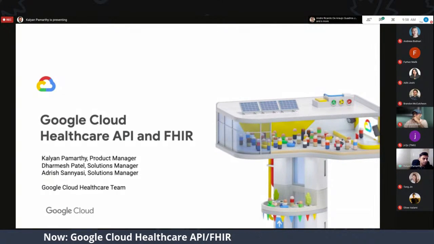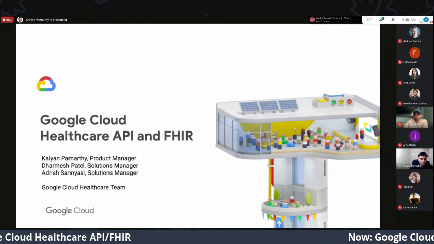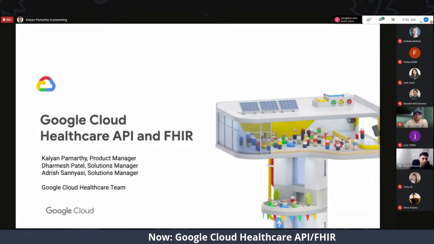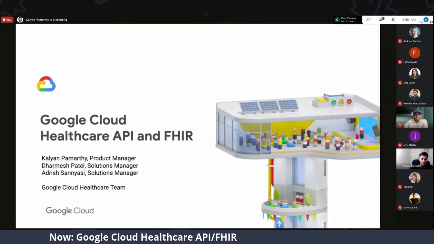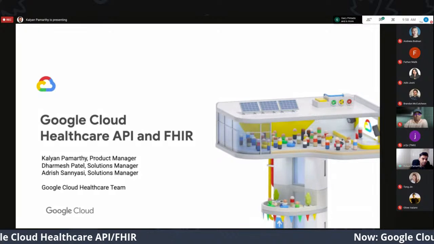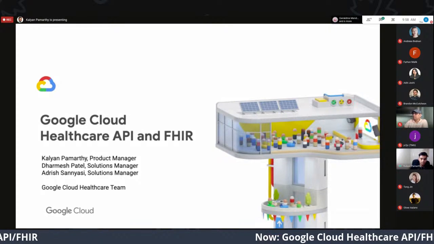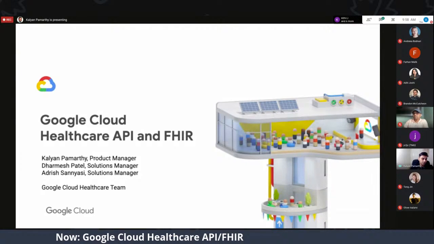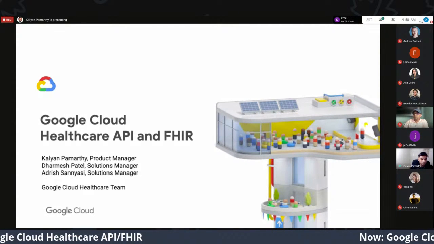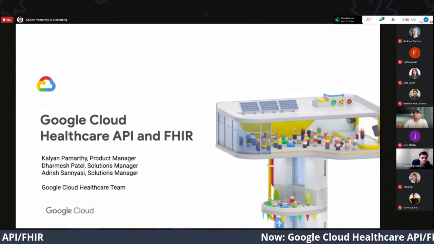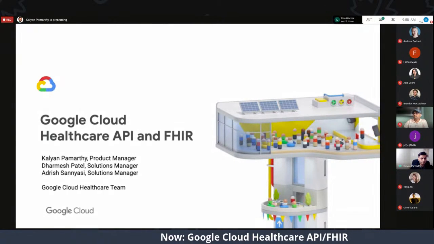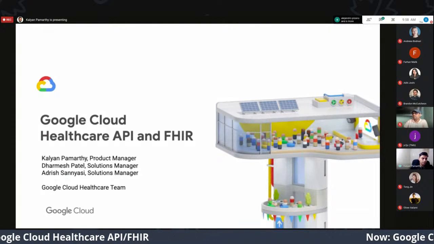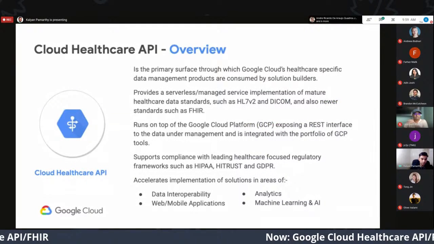I am joined by two of my colleagues here. Dharmesh Patel, who's on the Meet here as well, is one of our managers in the solutions team and works very closely with me with all our developers and customers in making sure that we can help you all work with the HealthKit API, specifically with FHIR. Adrish Sanyasi, who I don't believe is in the call, will be joining us later. So between myself, Dharmesh, and Adrish, we'll be around for the rest of the day to answer questions and help you all develop with the HealthKit API.